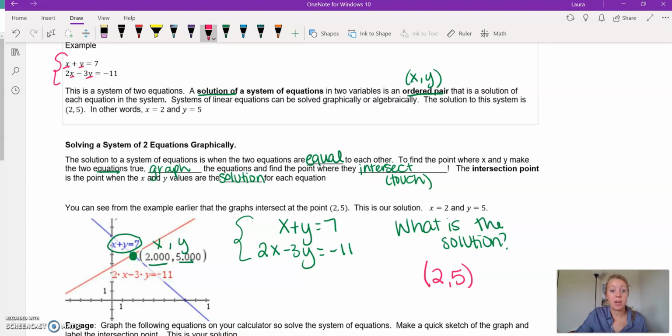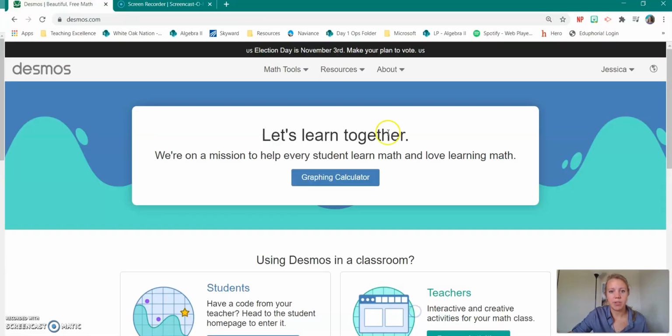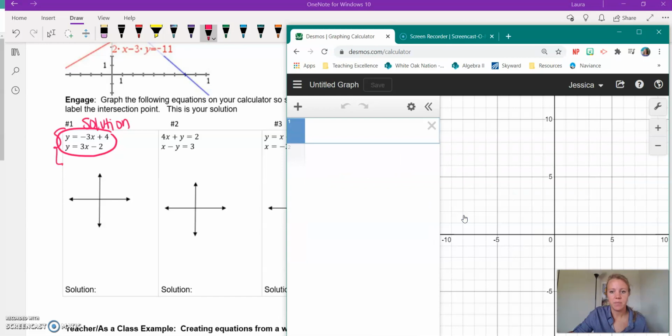So here's how we would graph this on our calculators. I've recommended, just because of online and all the funkiness, to use Desmos.com. So say that we have another example. Let's say we have number 1, and we want to find the solution. So I'm going to take these two equations that they gave me, and I'm going to graph them. On your calculator or on your computer, I'm going to do it on the side. We're going to go to Desmos.com, which most of y'all already know by now. We can go to the graphing calculator.